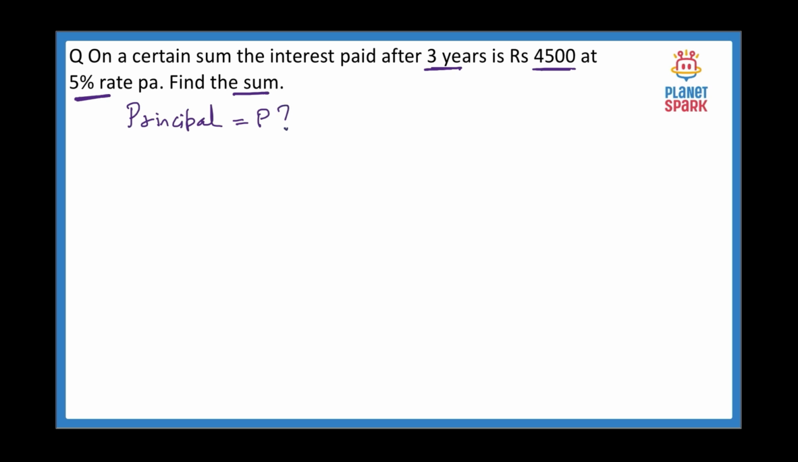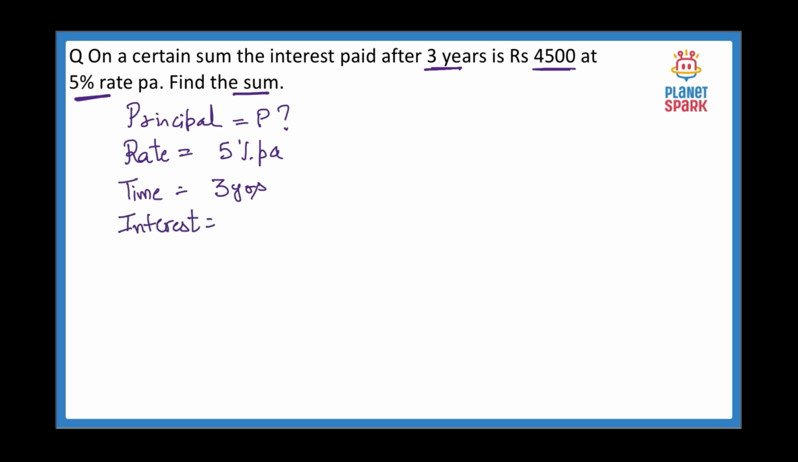Principal is rupees, well, we don't know, so we have taken it as P. Rate is 5% per annum and time would be 3 years. So time we are taking as 3 years. We need to calculate principal, and to calculate principal, just remember a simple rule. My formula for simple interest says I is equal to P into R into T upon 100.